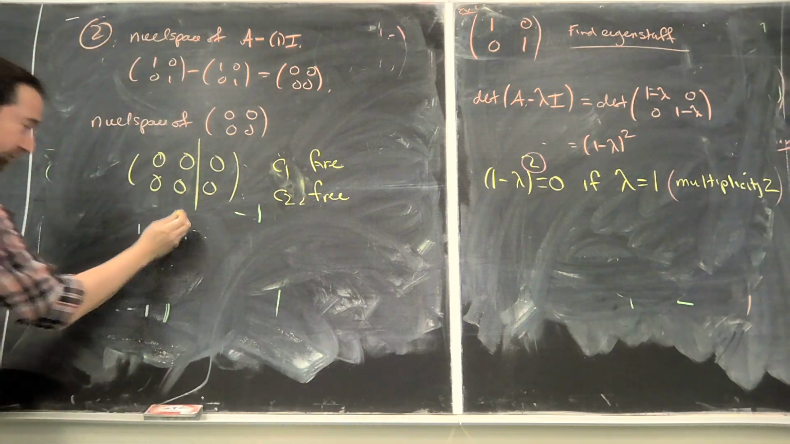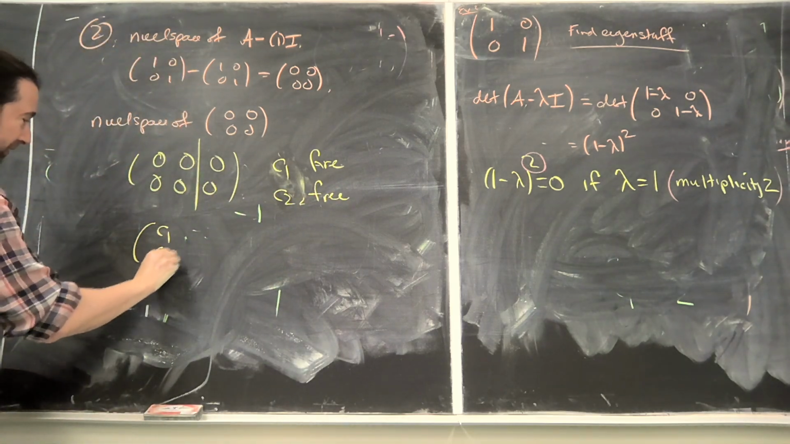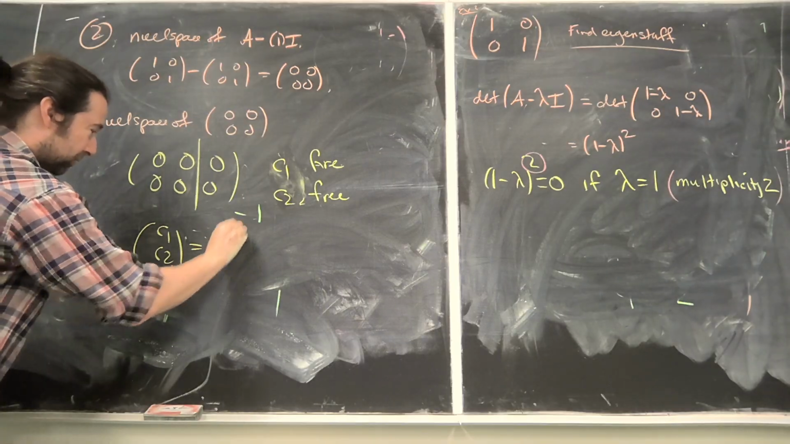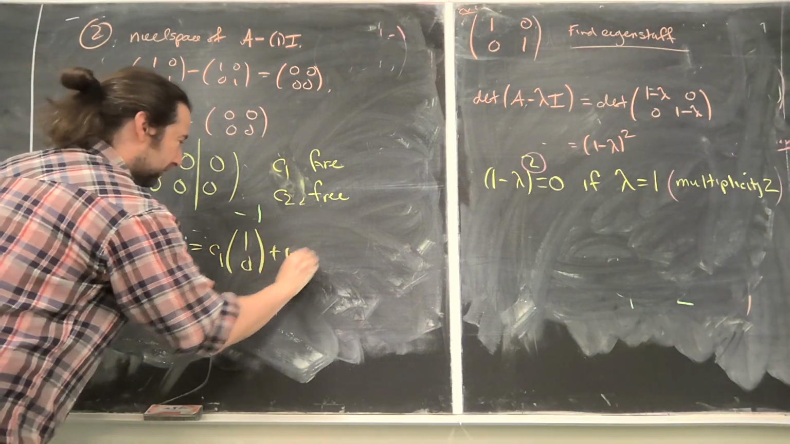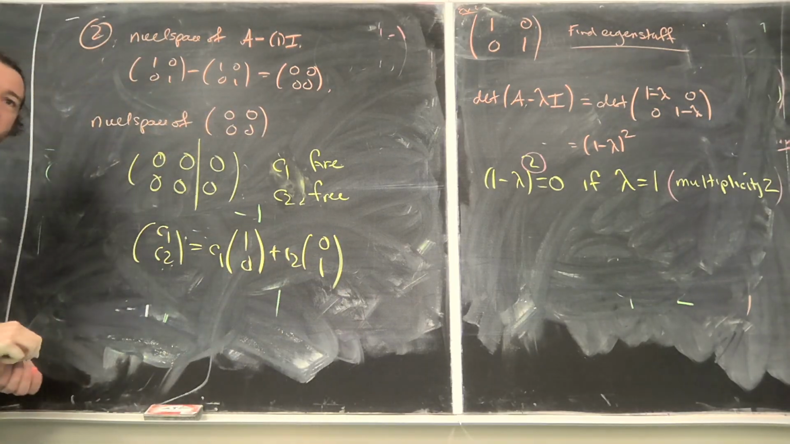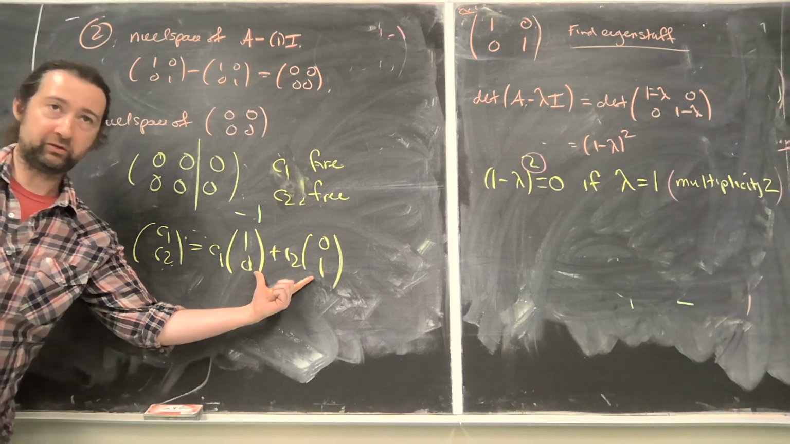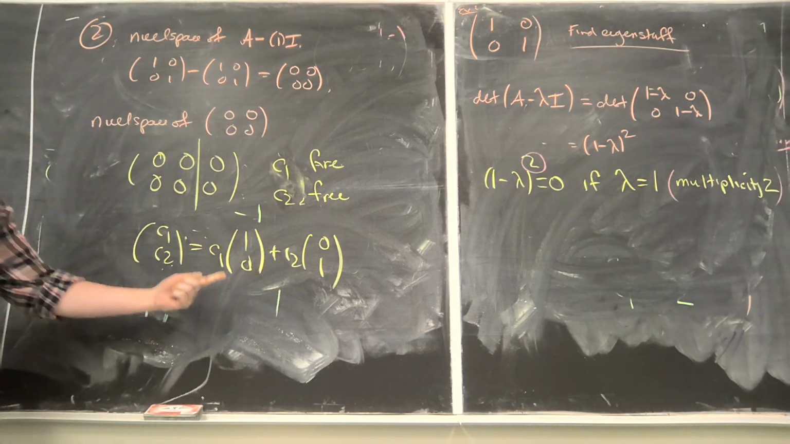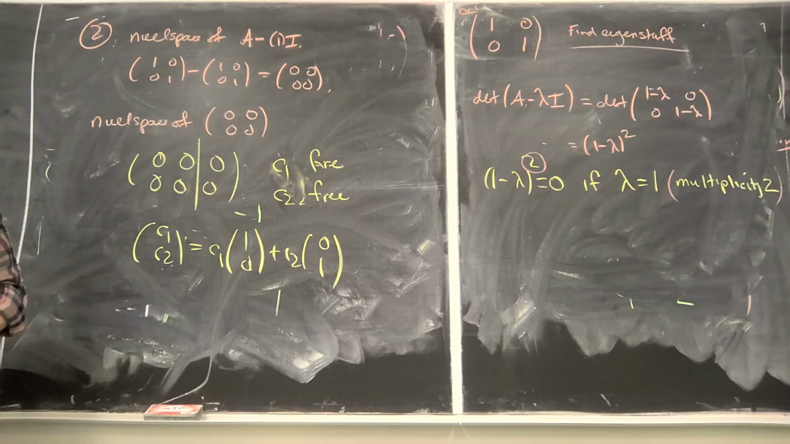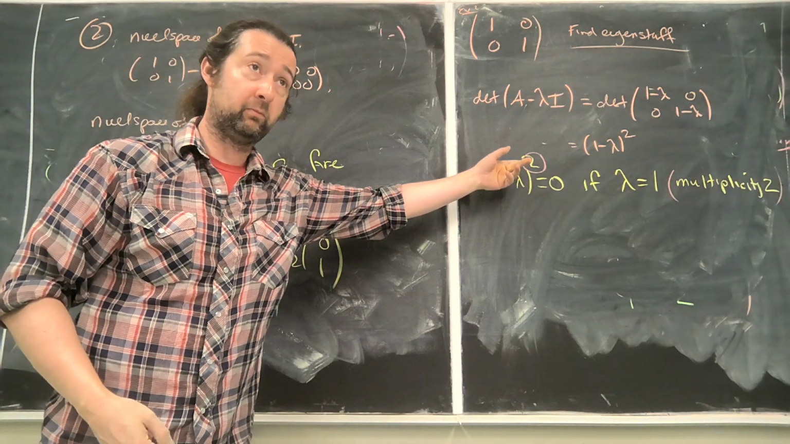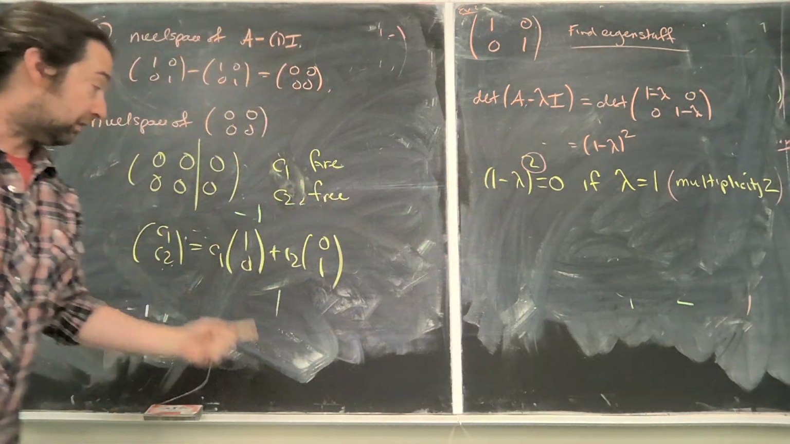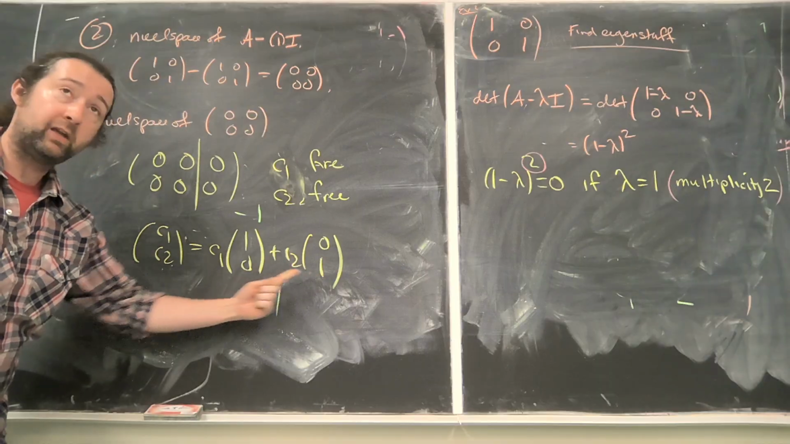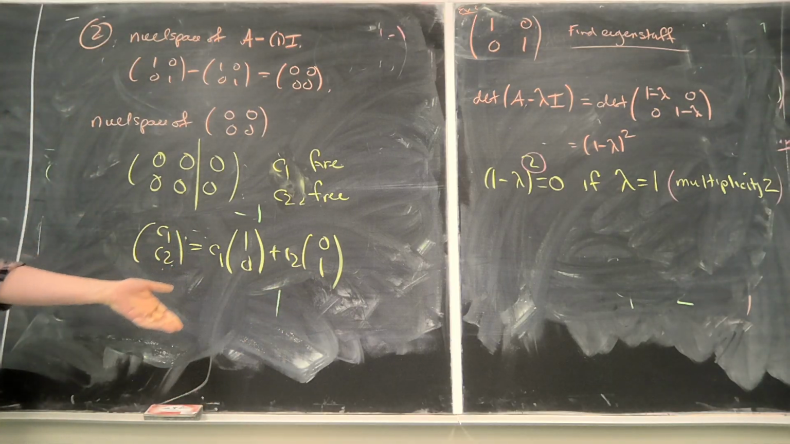And so that means the solution set to this looks like c1, c2 is c1 times 1, 0 plus c2 times 0, 1. There's a two-dimensional set of vectors that corresponds to that eigenvalue. That's only possible because it repeats, because there's more than one copy of it. These are both linearly independent eigenvectors for the same eigenvalue.